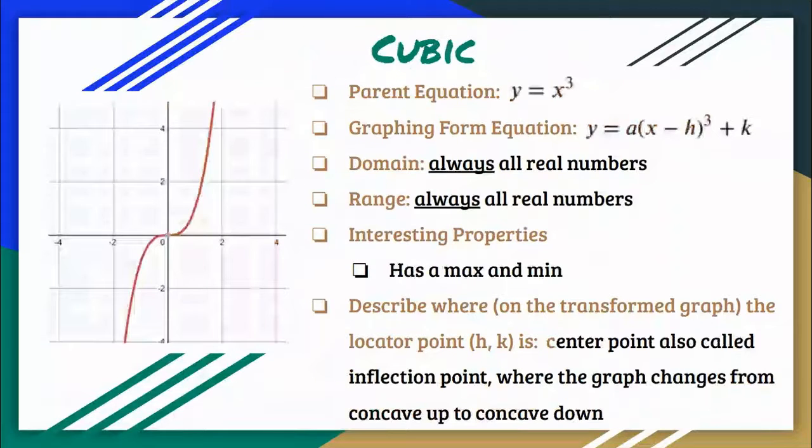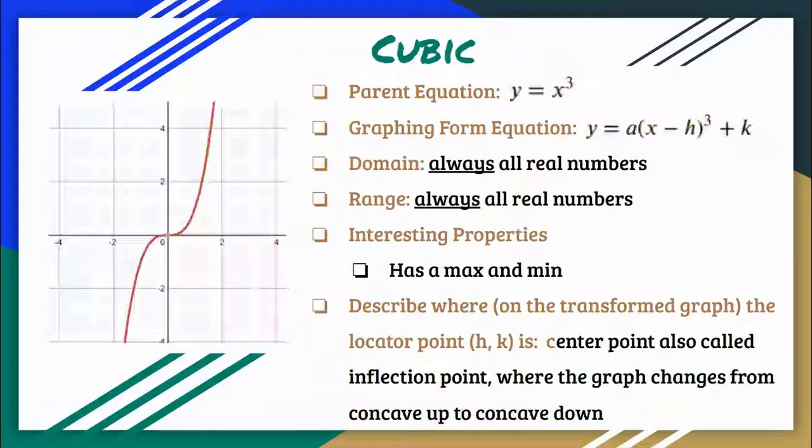Next, we have cubic. And again, this is when we have something cubed or to the 3rd power. This graph, this is how the graph will always look. So it's concave up for part of it and concave down for the other. We have both equations written there. Notice it's very similar to our quadratics. Again, the domain and range is always all real numbers because it will be going off into the left direction and the right direction forever and ever.